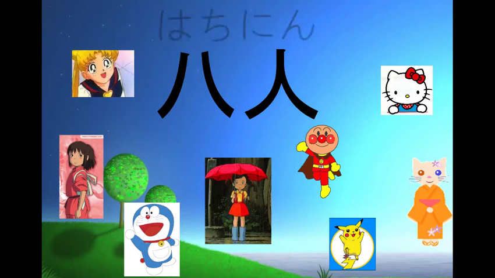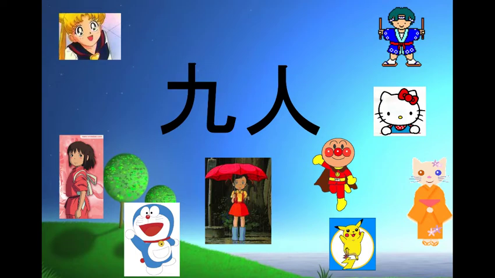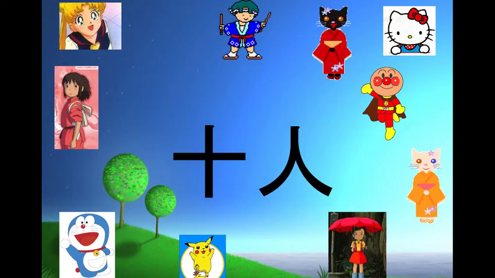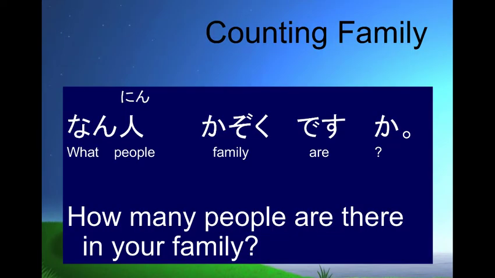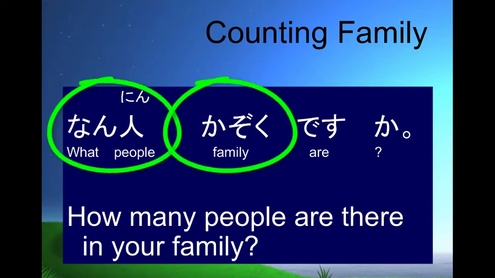Eight people, 八人. Nine people, 九人. And 10 people, 10人. So that's how you count from 1 to 10. Now we need those numbers to be able to answer the question, how many people in your family? And to ask that in Japanese, we say, nannin kazoku desu ka?